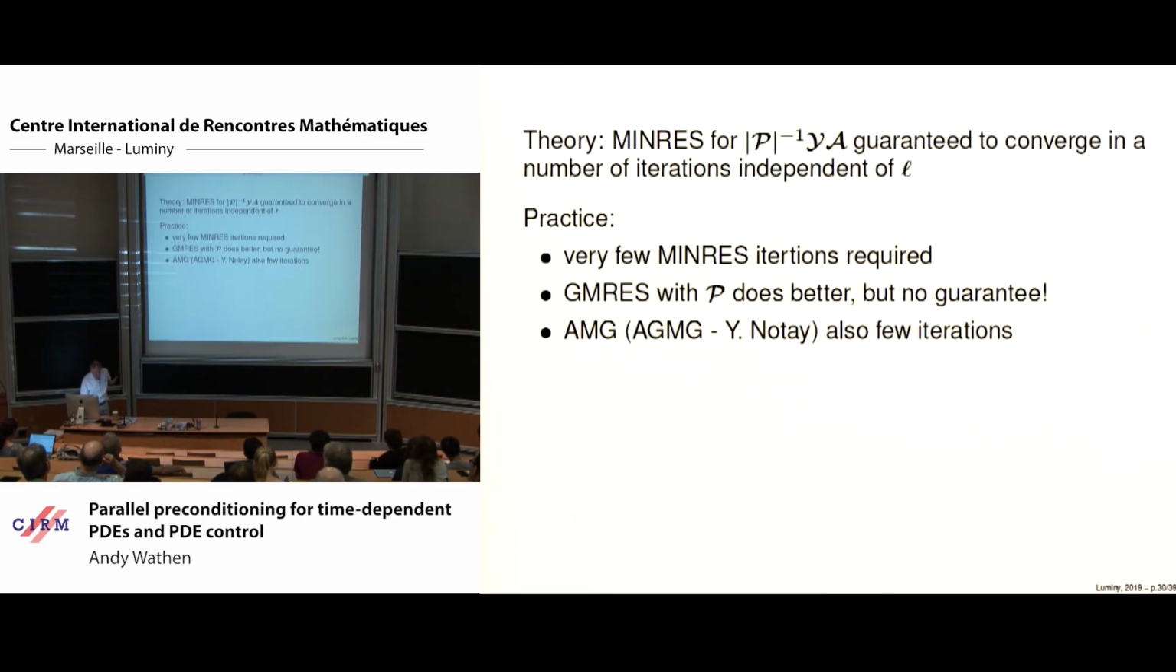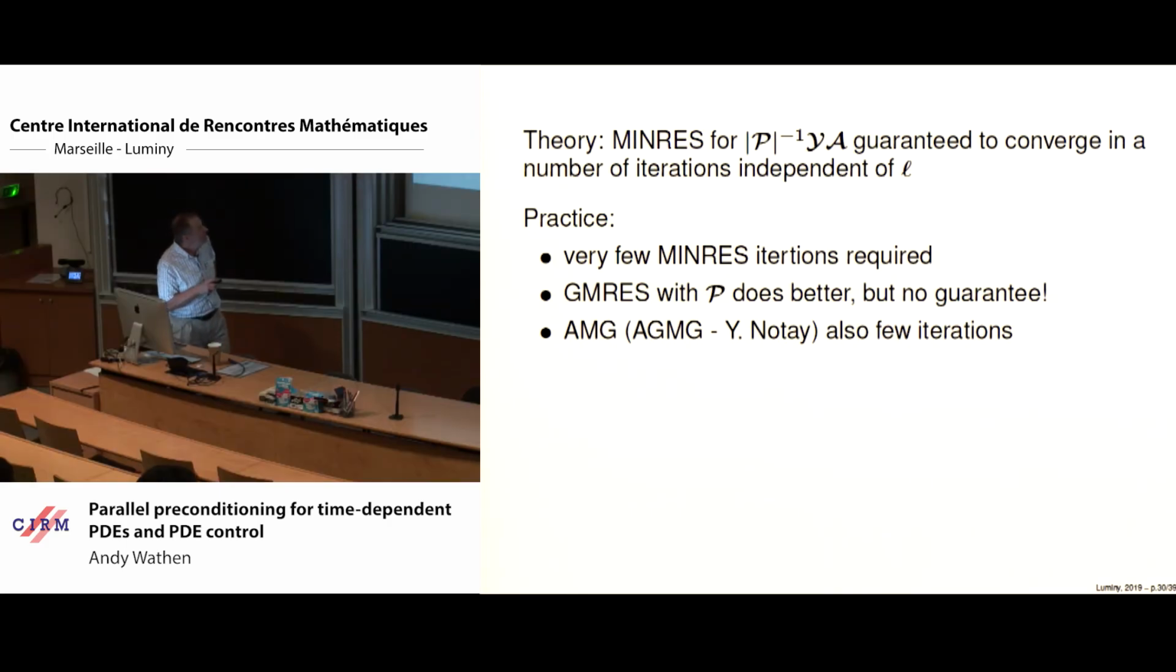So here's the theory: MINRES for the absolute value of P, Y, A, this curly Y, is guaranteed to converge in a number of iterations independent of L, independent of the number of time steps. Whenever you're going to do this, you have to prove that. If the number of iterations depends on L, then you might as well not bother doing this in the first place. So very few MINRES iterations are required. GMRES with P does better. There is no guarantee, as far as I can see. I tried very hard.